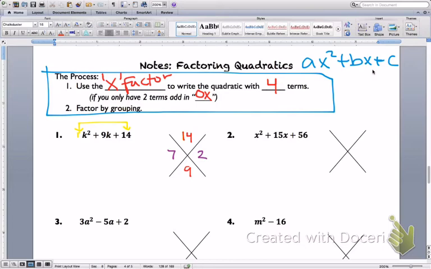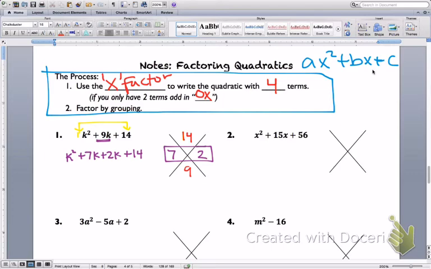So we're going to just rewrite this from 3 terms to 4 terms using our solutions to the x factor. So we're going to keep our first term. Our second term is going to get replaced with 7k plus 2k. And then bring down the 14. So what I just wrote is an equivalent expression to the original quadratic. I'm allowed to do this because these 2 add up back to 9. I know there are other numbers that add up to 9, like 1 plus 8 or 3 plus 6, but 7 and 2 is a specific one I want that's actually going to allow me to factor.